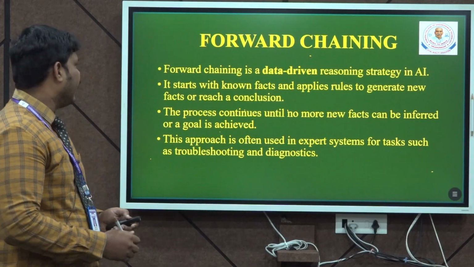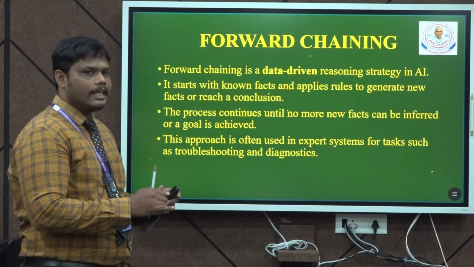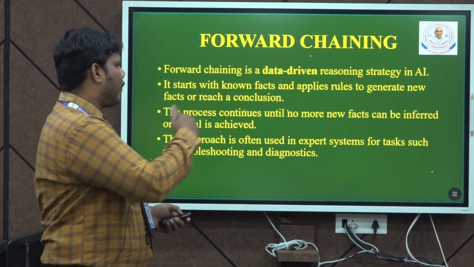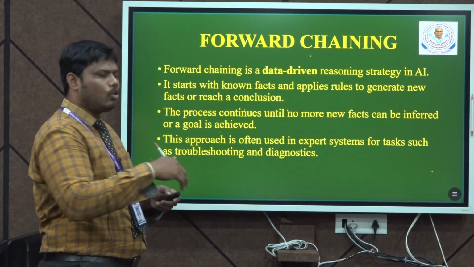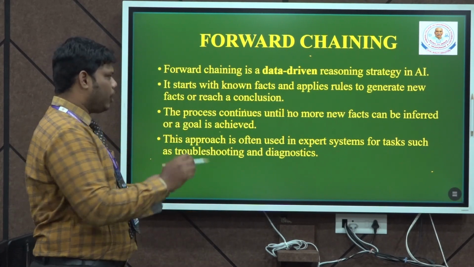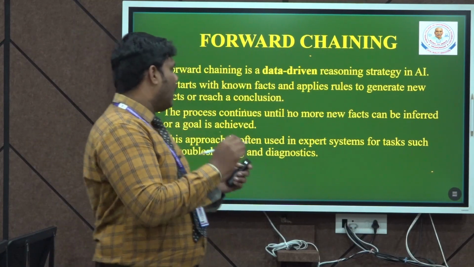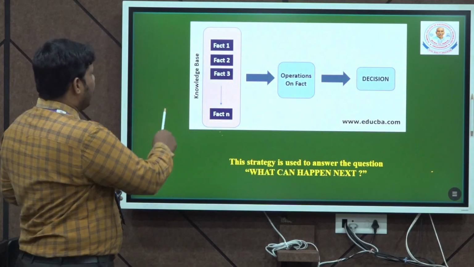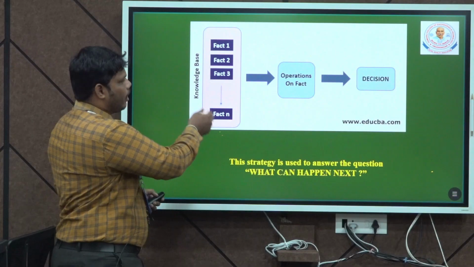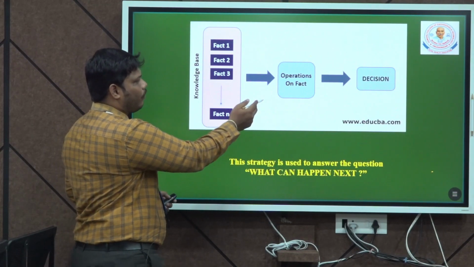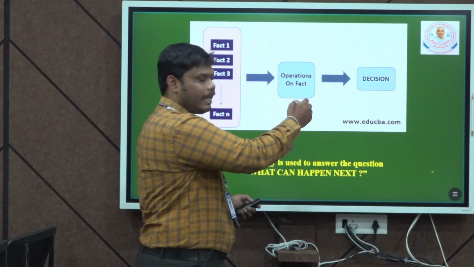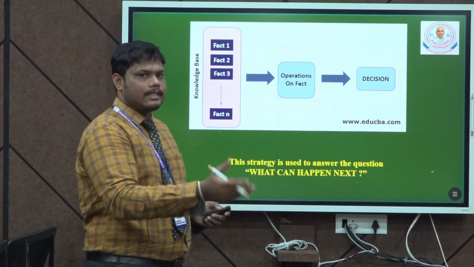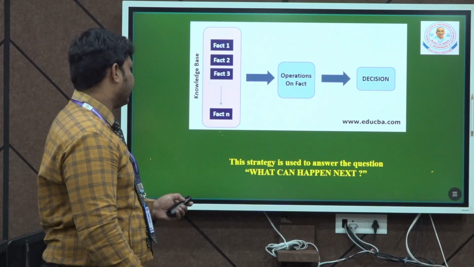First, forward chaining. Forward chaining is a data-driven reasoning strategy in artificial intelligence. It starts with the known facts and applies rules to generate new facts or to reach conclusions. The process continues till no new facts can be inferred to achieve the goal. These are the known facts, so there are n number of facts in a knowledge base. From this we can operate on the known facts, and from that we can easily take a decision. The main strategy is what can happen next. That's the main question asked in the forward chaining technique.